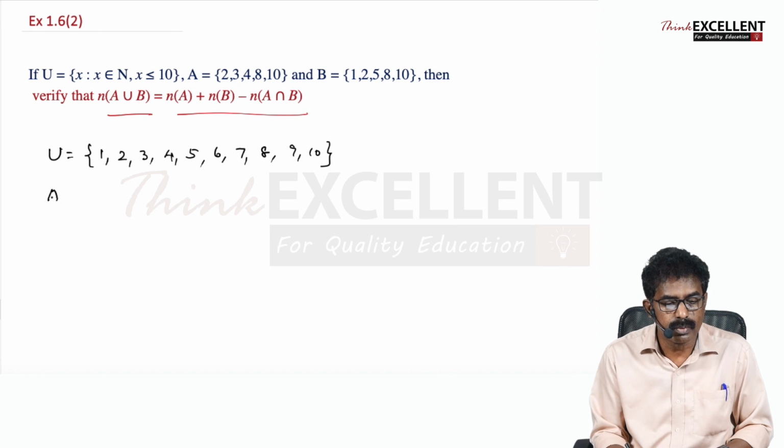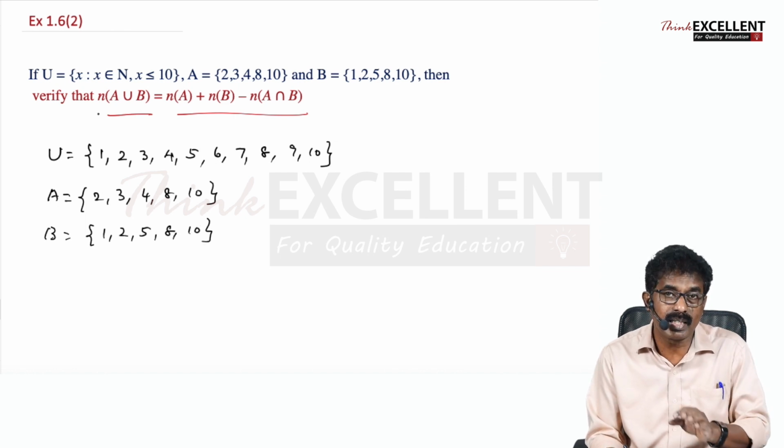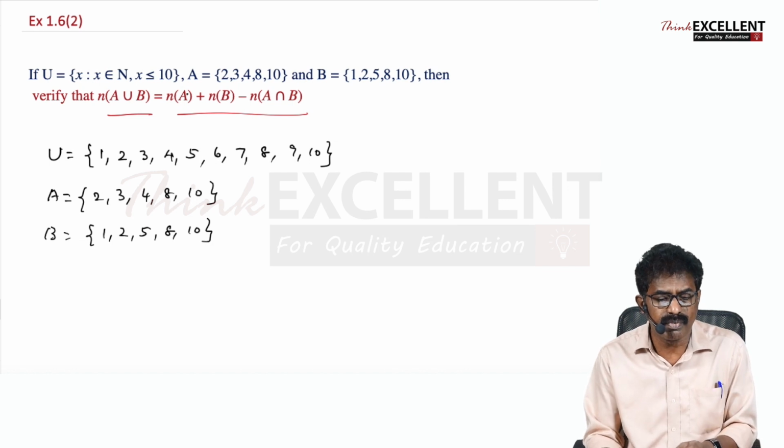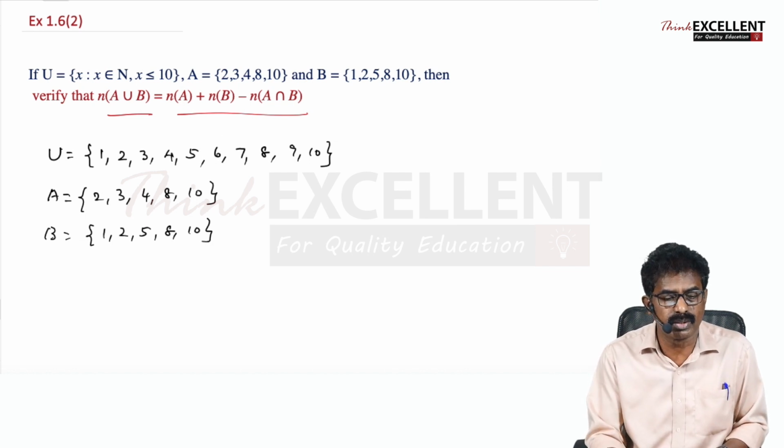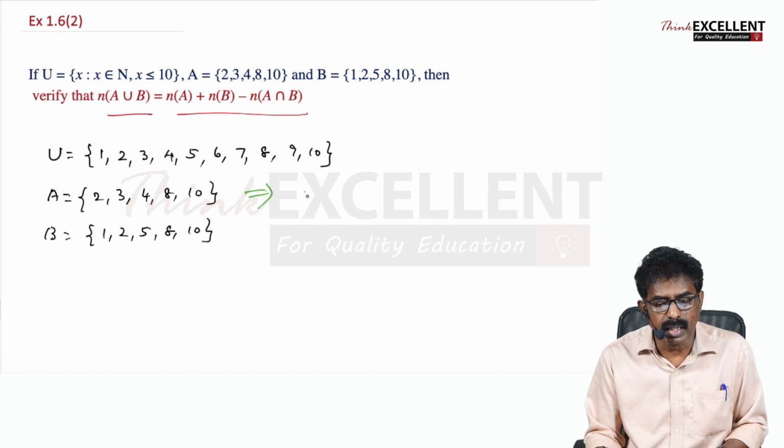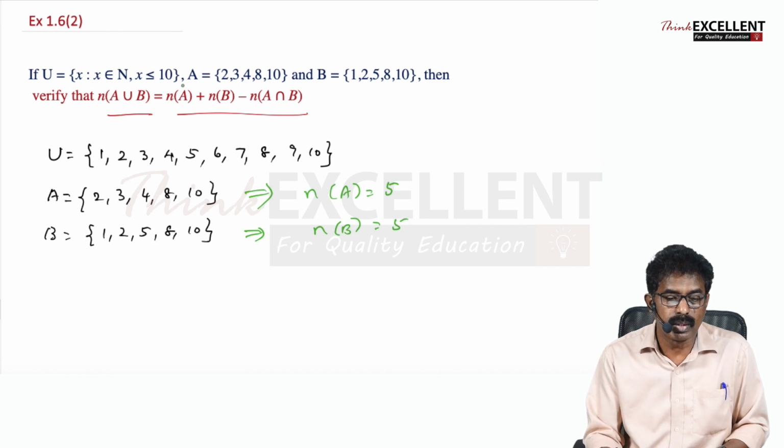A equal to 2, 3, 4, 8, 10. B equal to 1, 2, 5, 8, 10. So we want to verify this. For that, what are the things you need? You see, n of A, just count and write. From the first, you can say n of A equal to, count the elements, 1, 2, 3, 4, 5 elements. From the second, you can find n of B. How many elements are there? There also you have 5 elements, right? Now, so n of A, n of B.